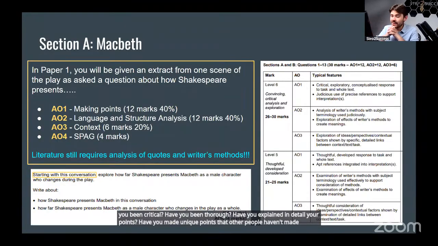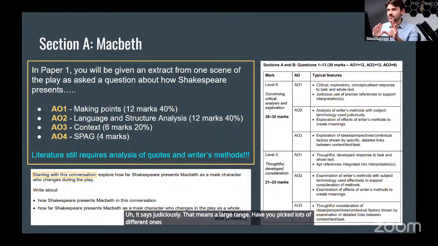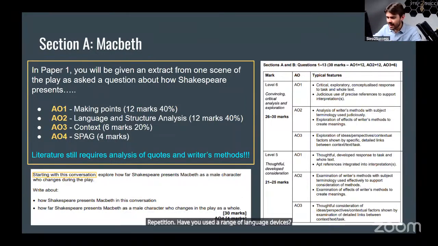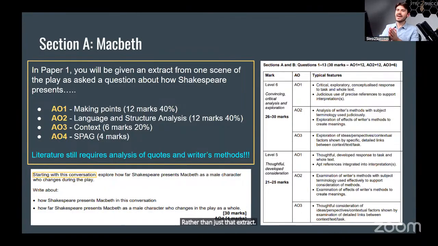For AO2 then, it tells you you must analyze writers' methods, making judicious use of subject terminology. Judiciously just means a large range. Have you picked lots of different ones instead of just naming the same few? Have you talked about personification, but also metaphors, similes, alliteration, repetition? Have you used a range of language devices? Have you talked about the whole play rather than just the extract? Have you managed to expand your answer?